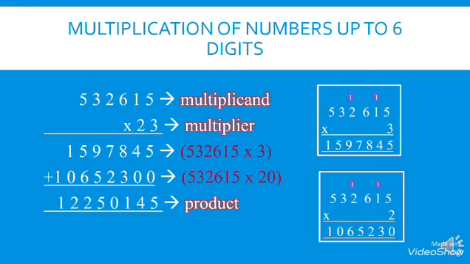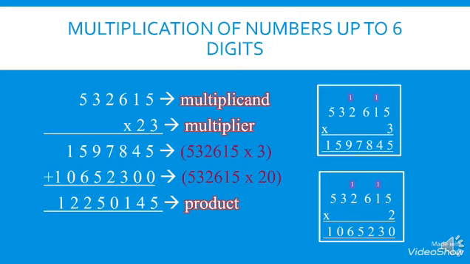5 plus 0 will give you 5. 4 plus 0 will be 4. 8 plus 3 will be 11. We will write 1. 1 will be carry. 7 plus 2, 9 plus 1 will be 10. We will write 0. 1 will be carry.